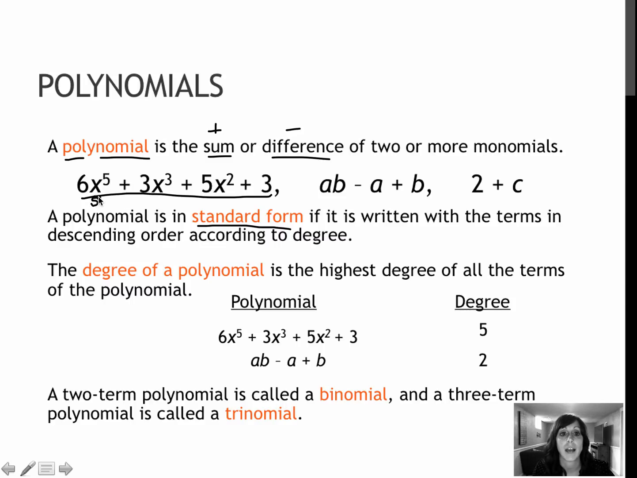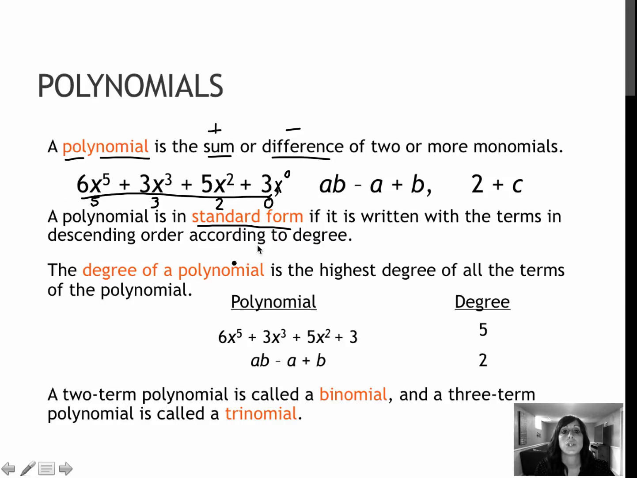This has a degree of 5. This has a degree of 3. This term has a degree of 2, and my constant has a degree of 0 because it's like x to the 0, which is of course 1. So that would be standard form because it's in order from highest to lowest degree.